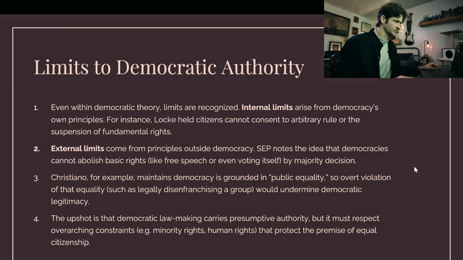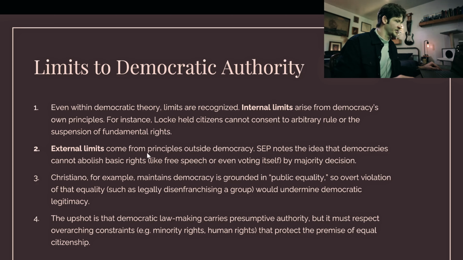Limits to democratic authority. 1. Even within democratic theory, limits are recognized. Internal limits arise from democracy's own principles. For instance, Locke held citizens cannot consent to arbitrary rule or the suspension of fundamental rights. Okay, that's good. Locke said that citizens cannot consent to arbitrary rule or the suspension of fundamental rights. I like that. Ask yourself if you're okay with that. I don't think that I should consent to arbitrary rule or the suspension of fundamental rights either. I think fundamental rights are important.